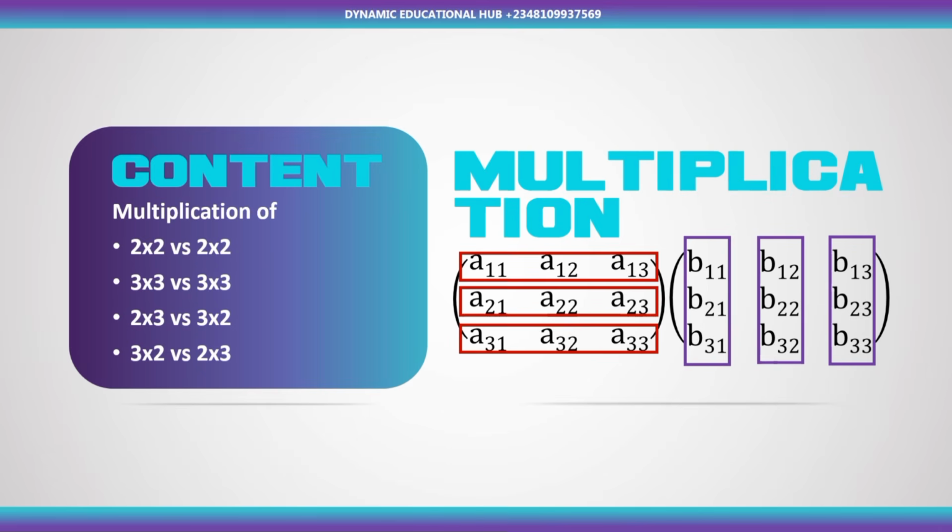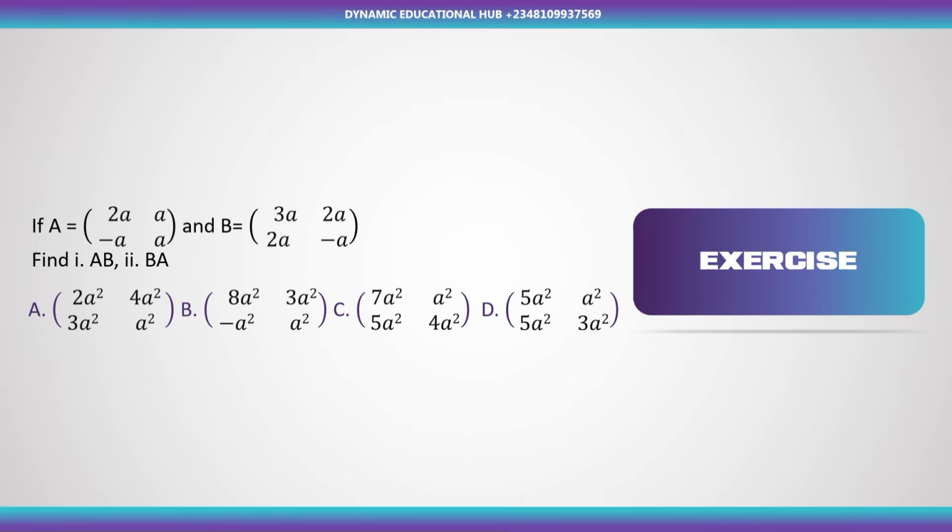Before I take my leave, I'd like to give you a simple exercise. Here is a question we can solve. Kindly solve this question and pick the correct answer. Comment it in the comment section. Let me see if you actually understand this. Now we have two questions here. We have A and B as shown. Find AB and find BA.